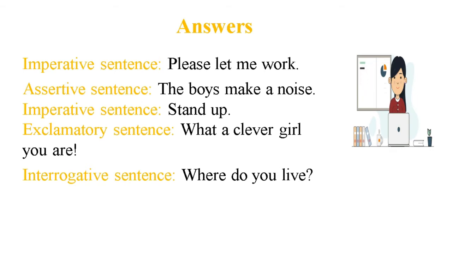Third, stand up. Again, an order or command is made. So this type of sentence is an imperative sentence. Fourth sentence was, what a clever girl you are. So this is an exclamatory sentence. Where do you live? A question is being asked. So this type of sentence will be an interrogative sentence.